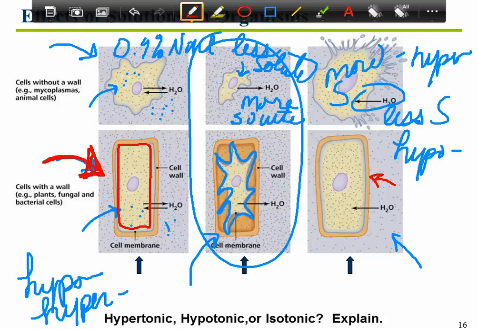You're going to get some death of cells. The longer they sit in it, the more damage there will be. But not all of them will be killed.